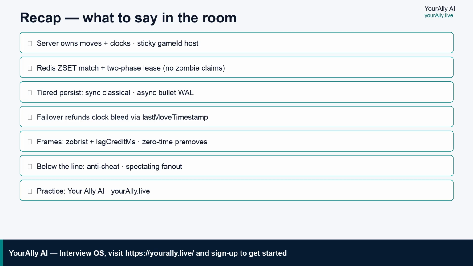If you only practice one diagram this week, practice the HLD with lease, sticky host, and tiered persist labeled. If you only practice one verbal probe, practice clock bleed refund with a number. 800 milliseconds of failover should not appear on the player's clock.